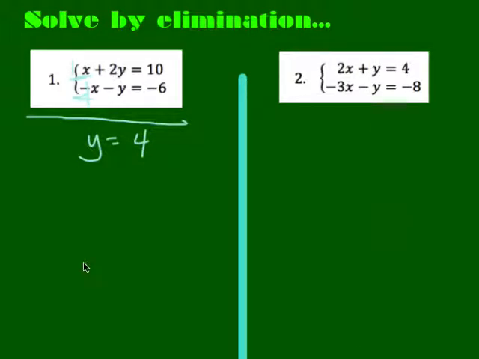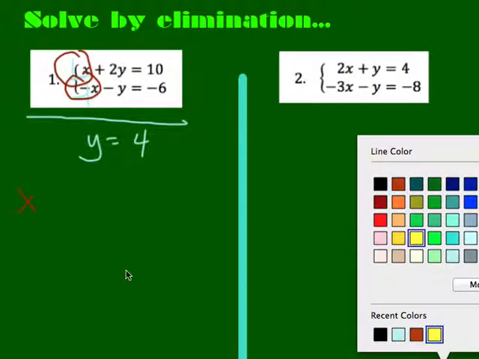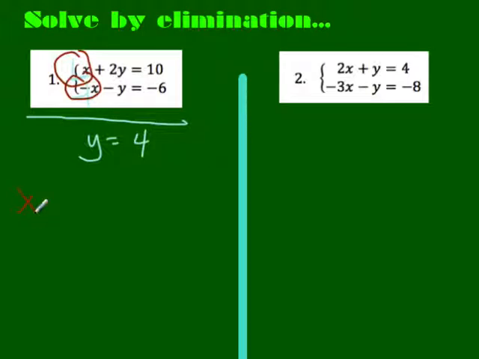So now I need to solve for x. I can plug it into either one of these equations. It doesn't matter which one I plug into. To me, the first one's going to be easier because it's just a positive 1x. So I'm going to leave the x in there, and then I am going to put in the y. So I keep x the same, and then I have 2 times my y. I took out the y and I put 4 in instead.